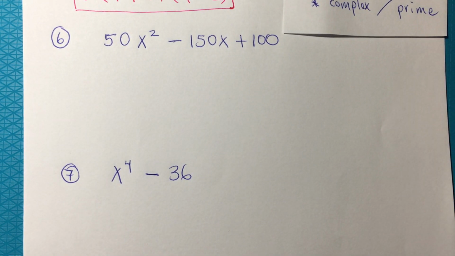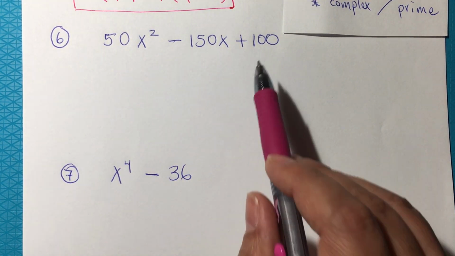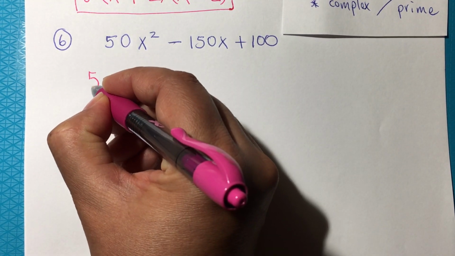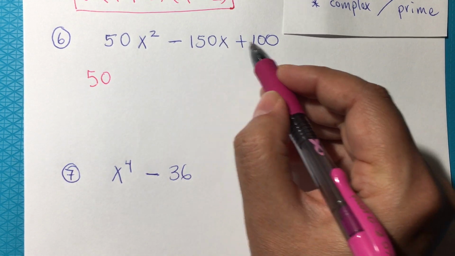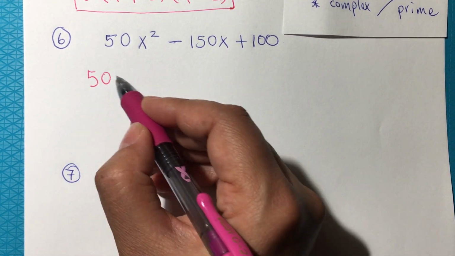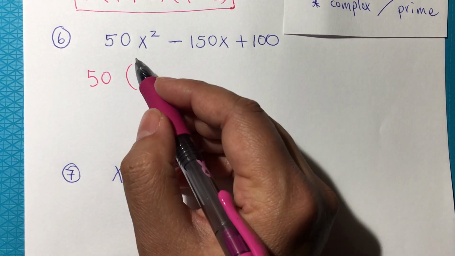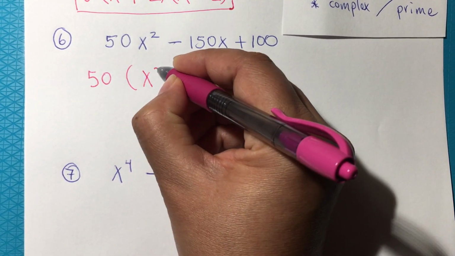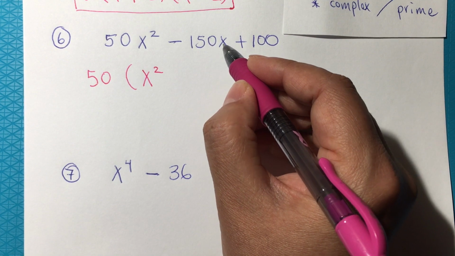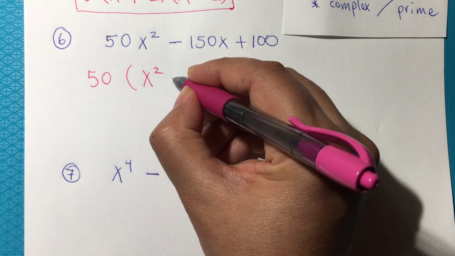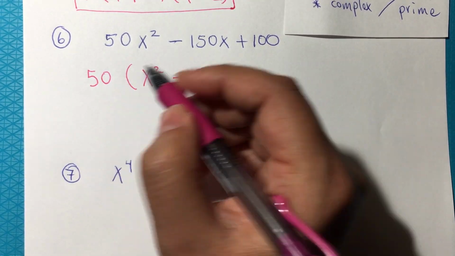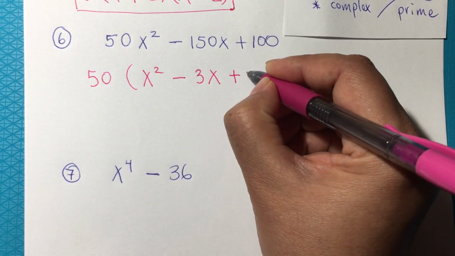For number 6, I also see that all of them have a greatest common factor, which is 50. And for the x, this one doesn't have x, so I cannot put it in my greatest common factor. So I just start dividing. 50x squared divided by 50 is x squared. Negative 150x divided by 50 is negative 3x. And 100 divided by 50 is positive 2.